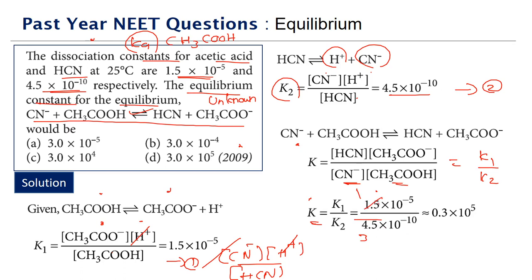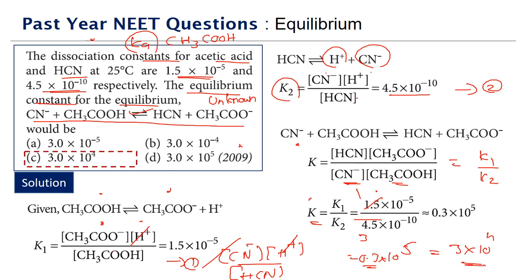If you see this, 1.5 divided by 4.5 is like 1 by 3, so it is 1 by 3 in 10 power 5, which is 0.3 in 10 power 5 approximately. Otherwise we can write it as either 0.3 in 10 power 5 or 3 into 10 power 4, if you want to use the scientific notation.